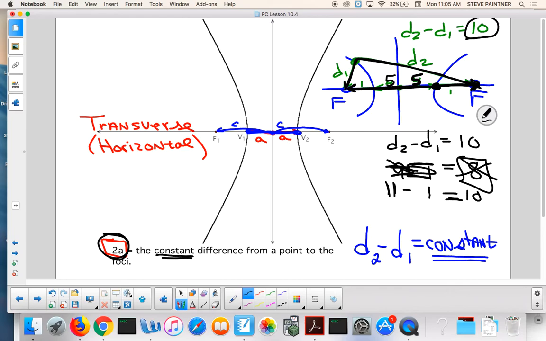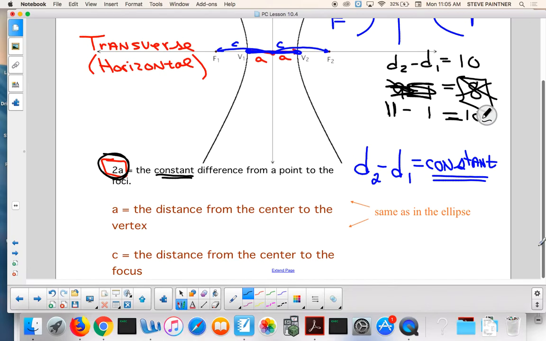Okay? And then I think there's some more down here, isn't there? Yeah, there's more. Okay. A, oh, I already did this up there. A is the distance from the center to the vertex, which didn't change from the ellipse. C is the distance from the center to the focus, which didn't change. Okay? So we're okay there.